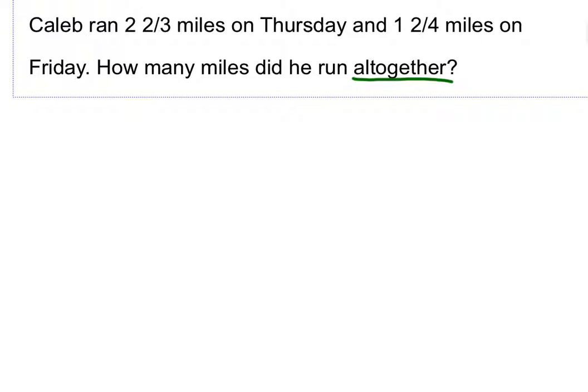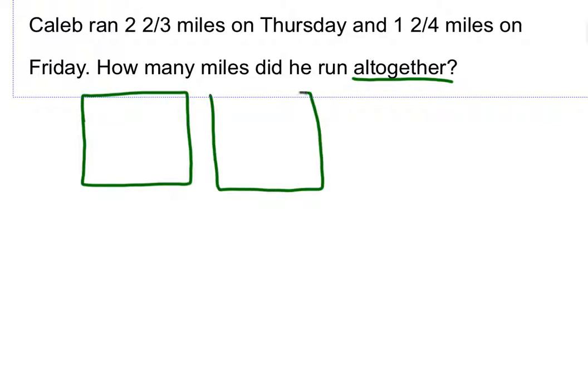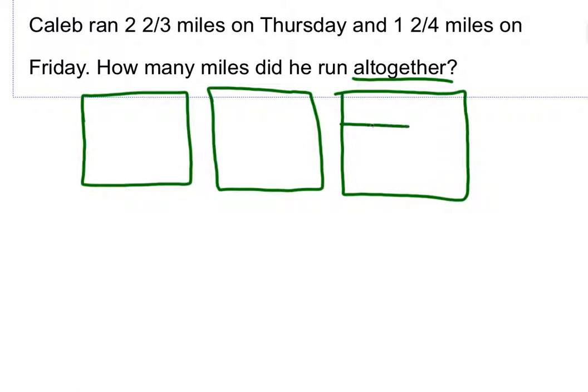First things first, I need to take my first number, 2 2/3, and I need to represent it in an area model. So I know I need two wholes and 2/3 of a whole. I'm going to do 2/3 using rows for this particular number. I'm going to shade in 2/3.